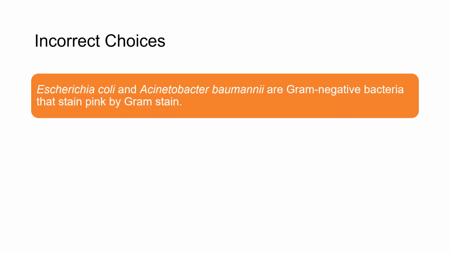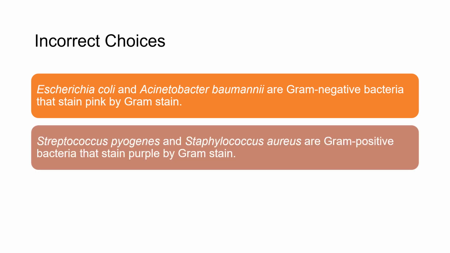What about the incorrect choices? E. coli and Acinetobacter baumannii are gram-negative bacteria that stain pink by gram stain, while Streptococcus pyogenes and Staphylococcus aureus are gram-positive bacteria that stain purple by gram stain. From this, we see that gram stain is one of the most widely used laboratory techniques in microbiology, and it allows us to differentiate bacterial species based on their cell wall structure, providing valuable information for diagnosis and treatment of infections.